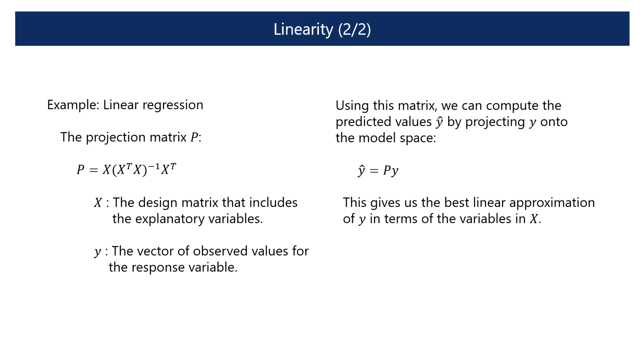For example, in linear regression, the projection matrix P is given in this way. Here, X is the design matrix that includes the explanatory variables. y is the vector of observed values for the response variable. Using this matrix, we can compute the predicted values y hat by projecting y onto the model space. This gives us the best linear approximation of y in terms of the variables in X.